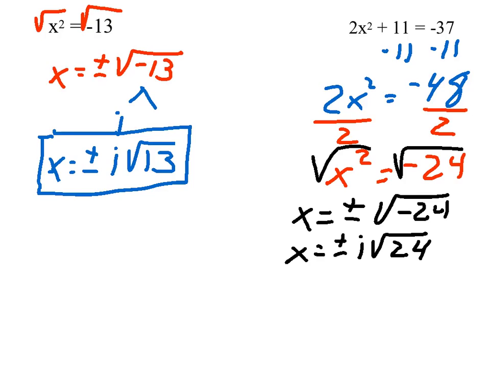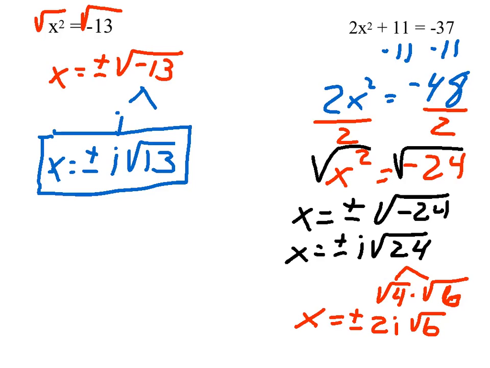And then square root 24 has a perfect square that we can break out of that, and we can do that now. So 24 breaks down into 4 times 6, with the square root of 4 being a perfect square, so we finish it with x equals plus or minus 2i square root 6. And there is our answer.